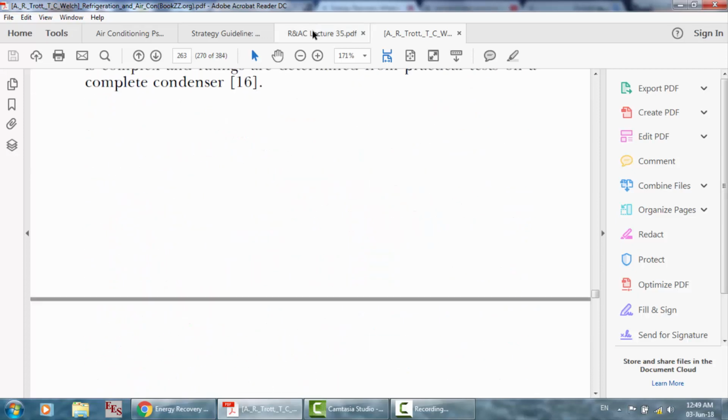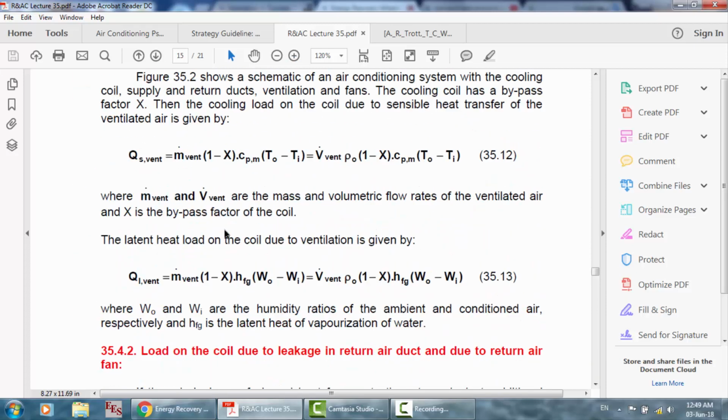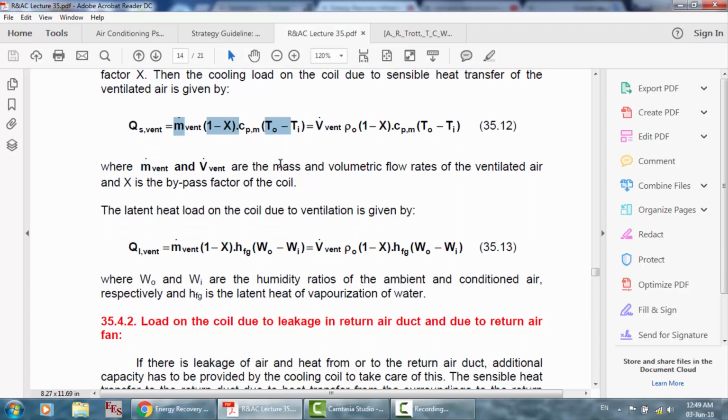We have here the equations for the ventilation. Okay, so you notice that we have here the delta T. So if you do not have lighting or appliances, the required ventilation will increase.